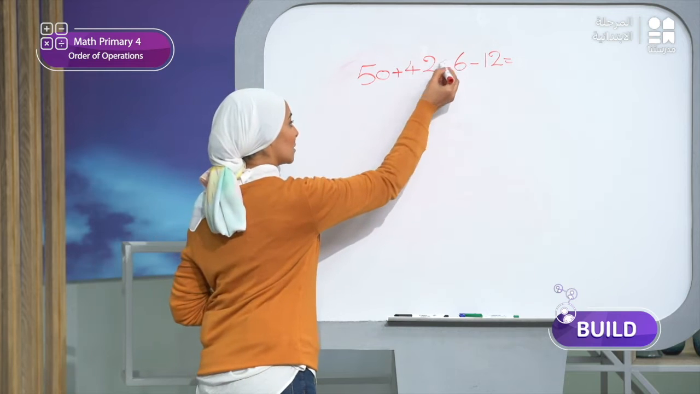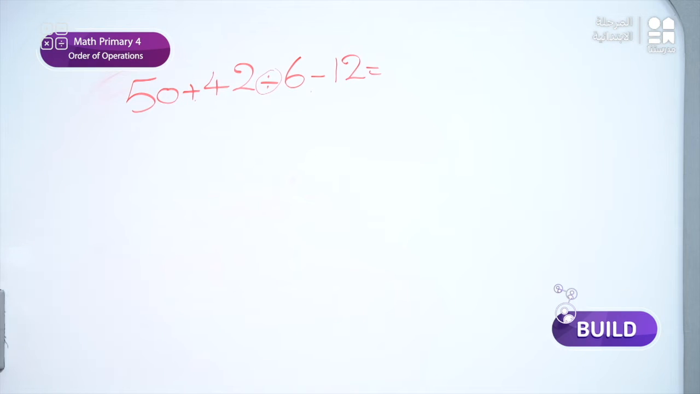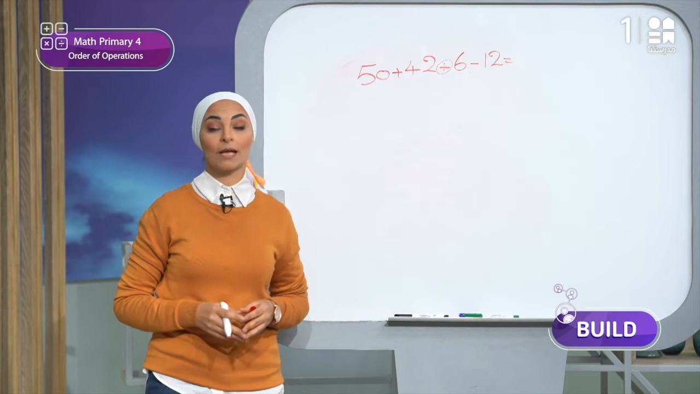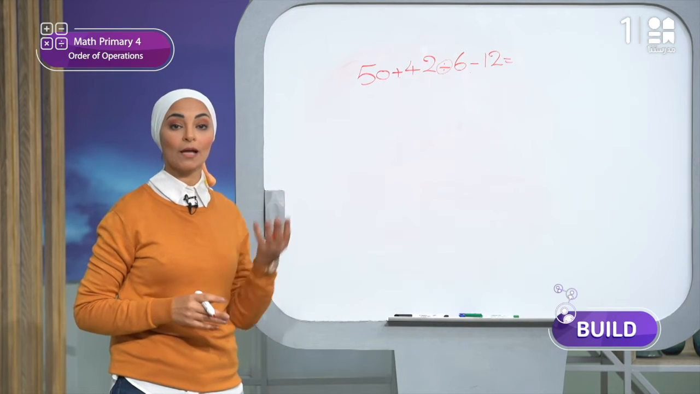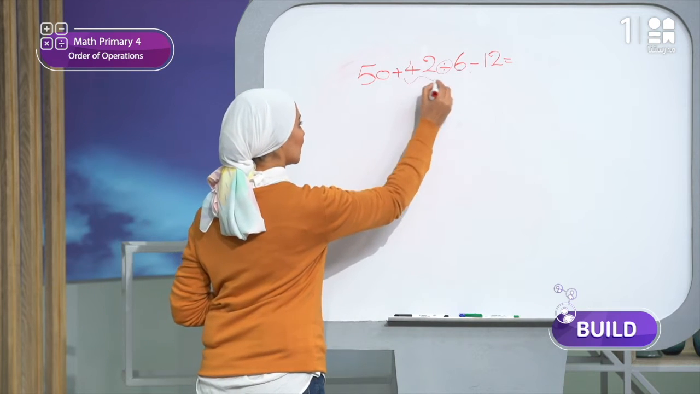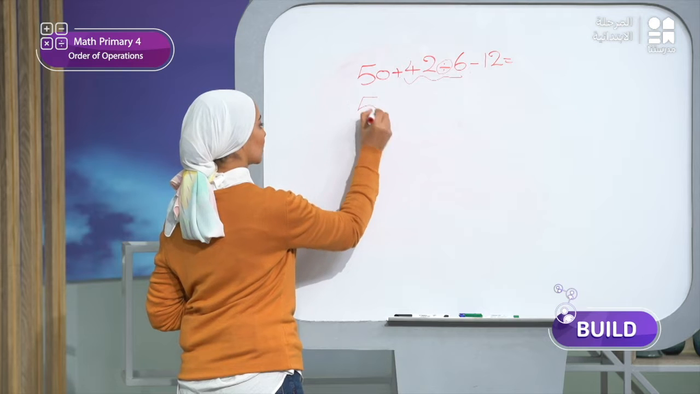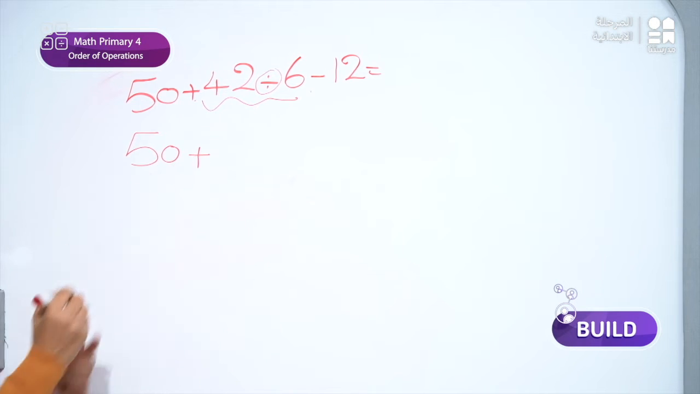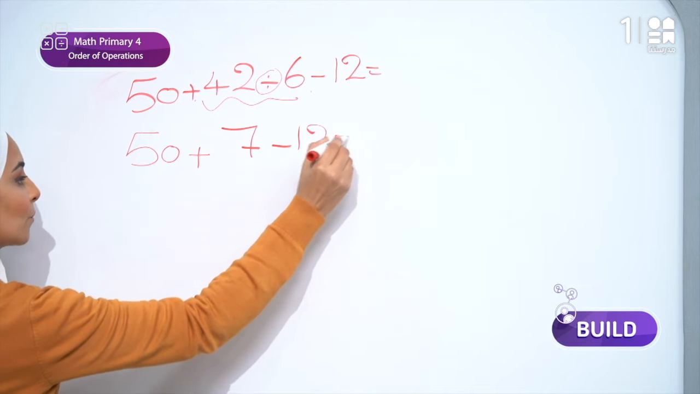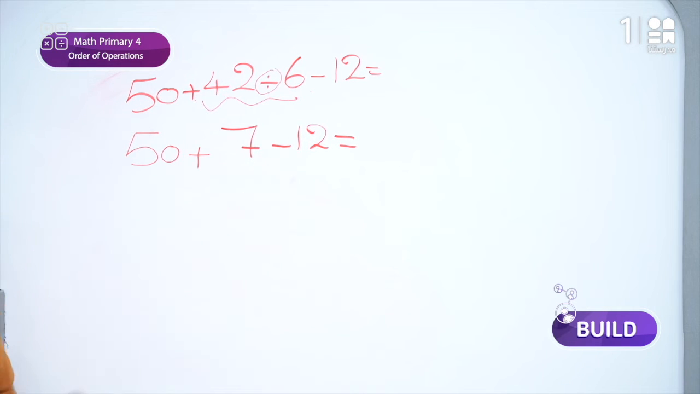I have here division between addition and subtraction. We must first solve the division as we have learned. So what will I do? First, 42 divided by 6. I will put 50 as it is plus. 42 divided by 6 equals what? 42 divided by 6 equals 7. So I put 7 here and then complete my equation, which is minus 12.